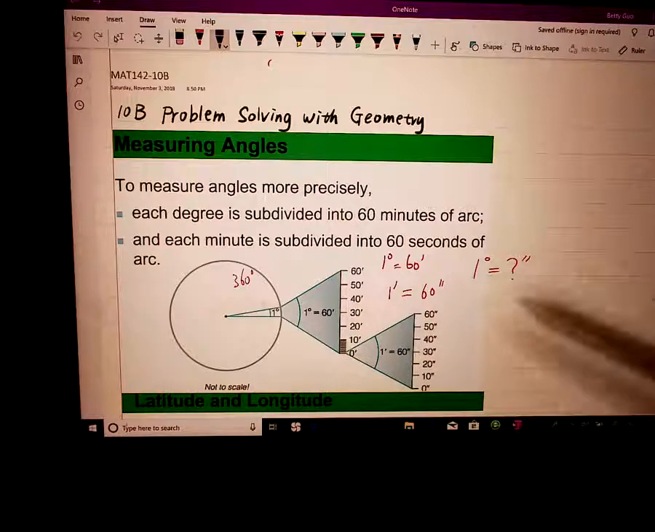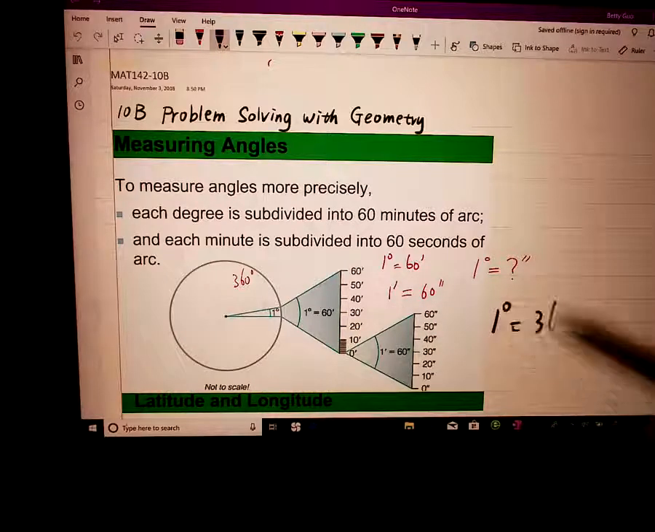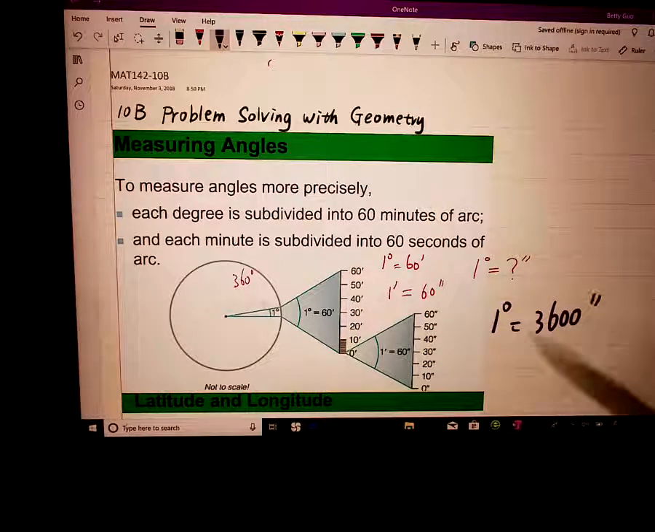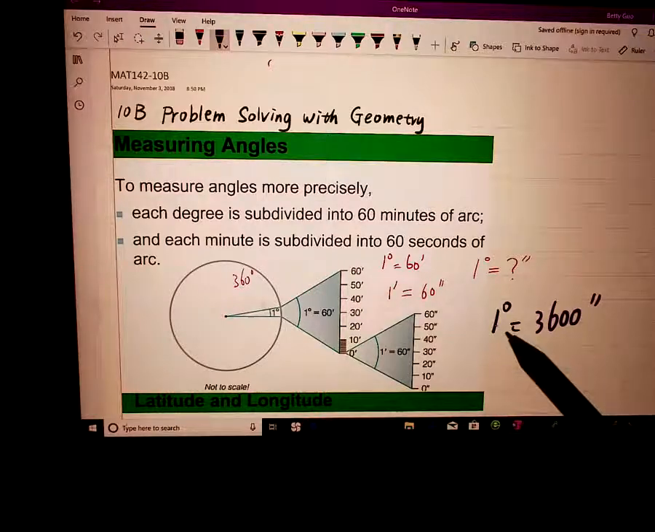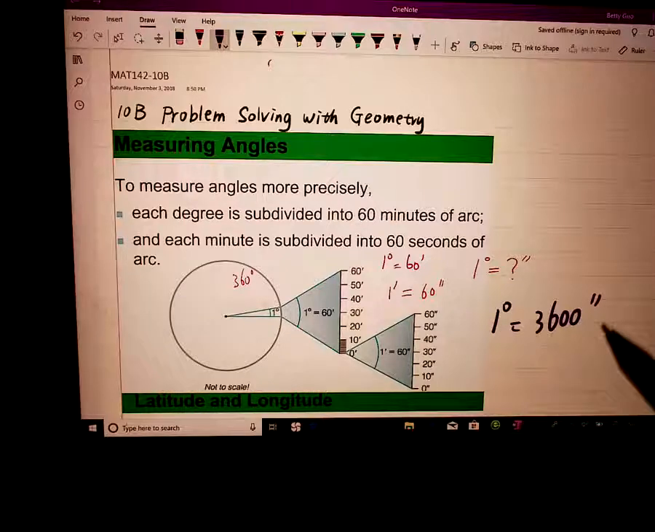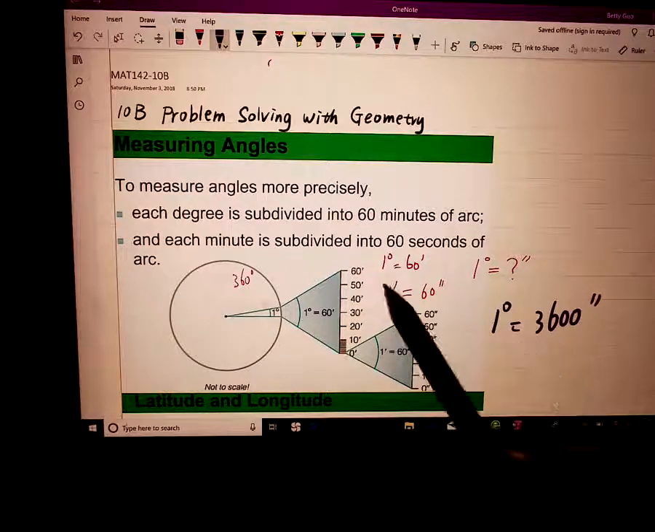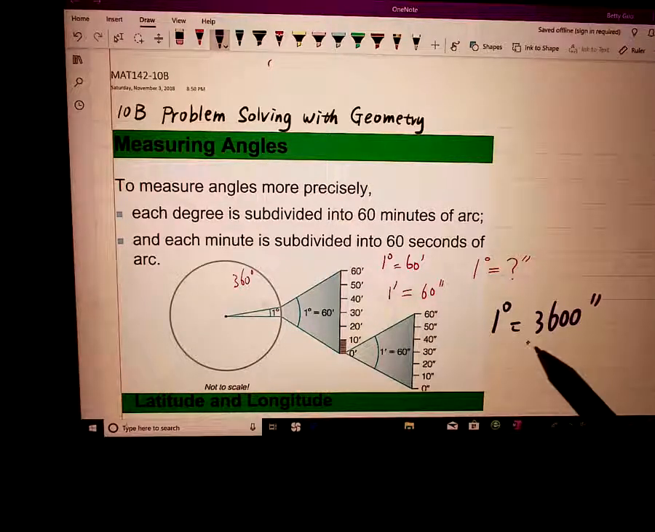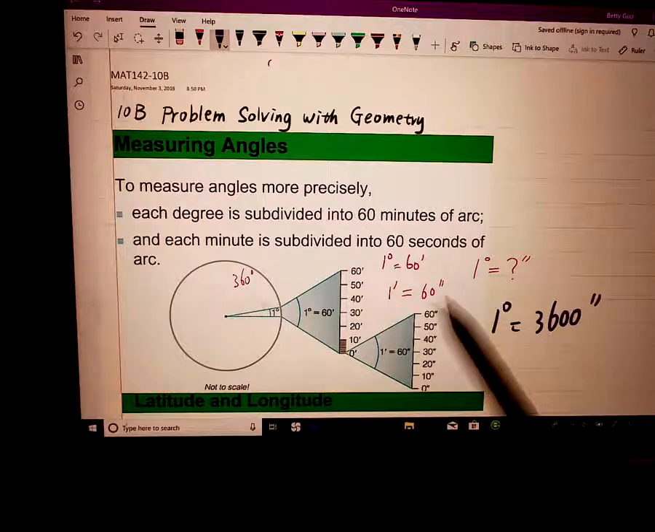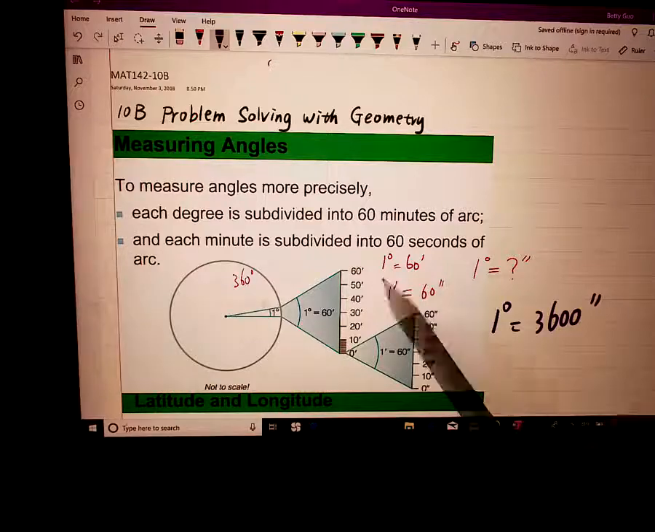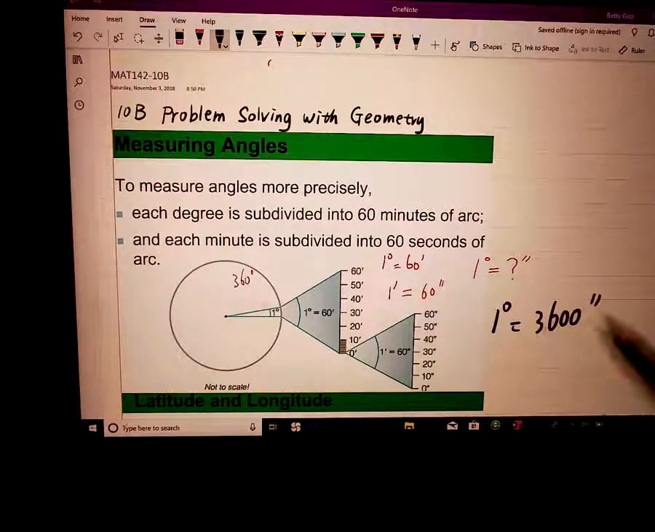So there are 3,600 seconds in 1 degree. It's very similar to hour, minute, and second here. We have degree, minute, second. 60 seconds in 1 minute. 60 minutes in 1 degree. 3,600 seconds in 1 degree.